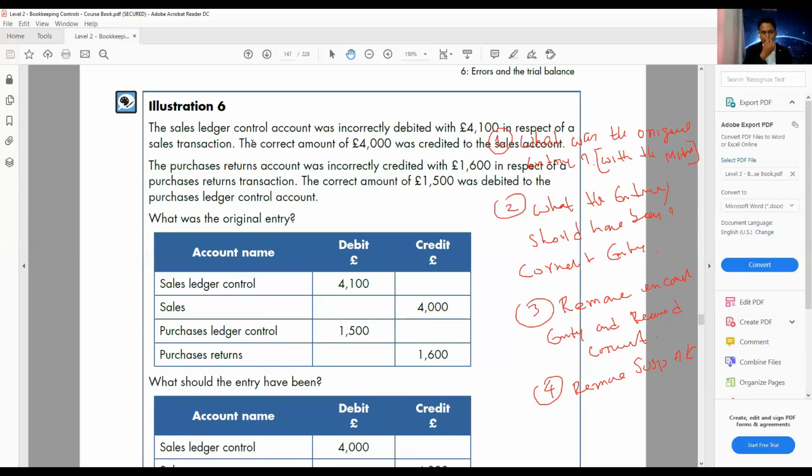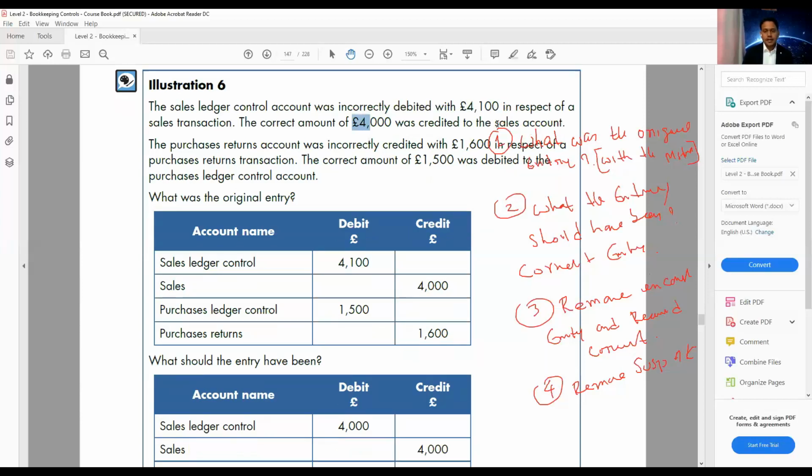Illustration number 6. They said the sales ledger control account was incorrectly debited with 4,100 in respect of a sales transaction. The correct amount is 4,000. You see that? On one side, sales ledger control, I write 4,100, and on the sales account I write 4,000. That is correct. The sales account is credited with the 4,000.